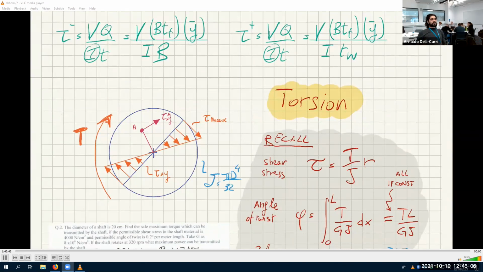What happens if you have a hollow section? It's a circular section that is hollow. It's the same if you take the larger circle minus the smaller circle. So it's pi larger D to the power of 4 divided by 32 minus pi times smaller d to the power of 4 divided by 32. Okay? No issues.